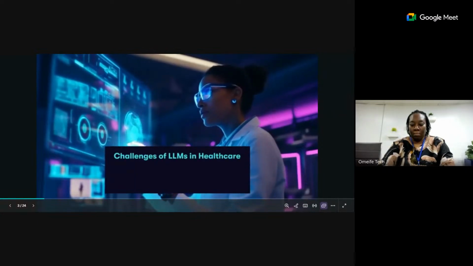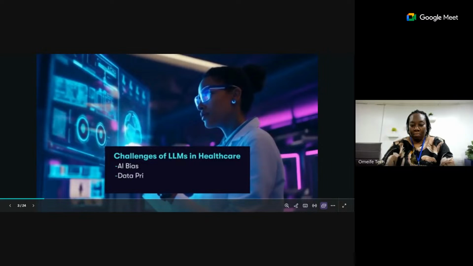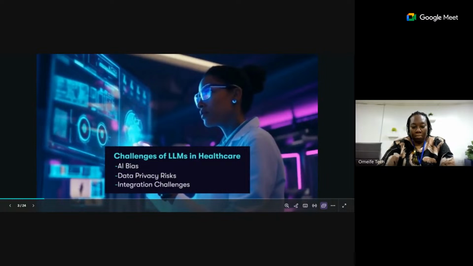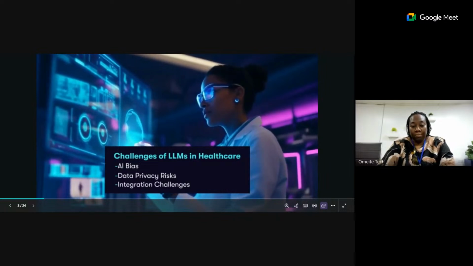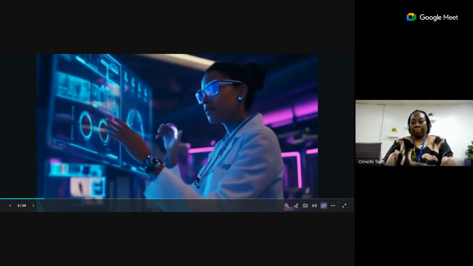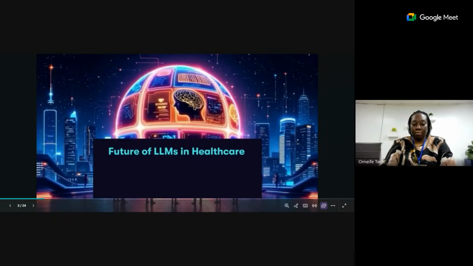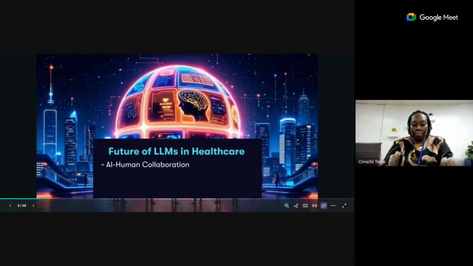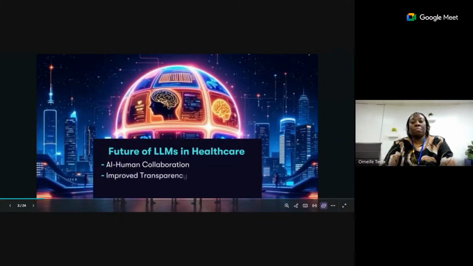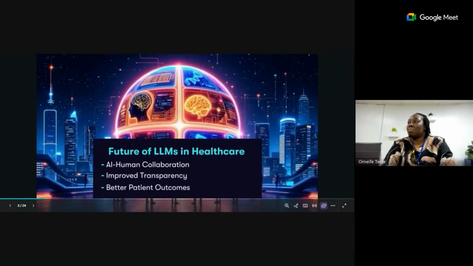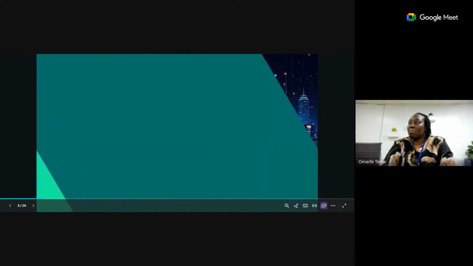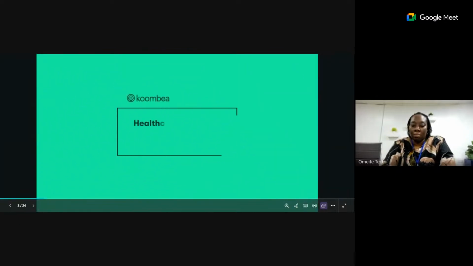Despite their benefits, large language models come with challenges. Issues like AI bias, patient data privacy, and integration difficulties with existing healthcare systems must be carefully addressed to ensure safe and ethical AI deployment. The future of large language models in healthcare looks promising. With ongoing improvements in AI transparency and human-AI collaboration, these models will continue to enhance patient care and medical research.